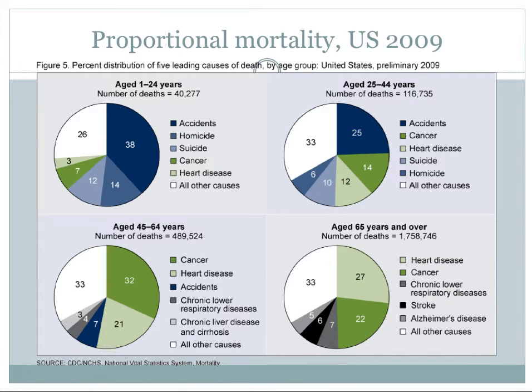Again, here you can see the proportional mortality in 2009 for the different age groups. And you can see that proportional mortality for auto accidents is greater for younger people than it is for people over, for example, the age of 65, who are affected with very different problems than younger people.